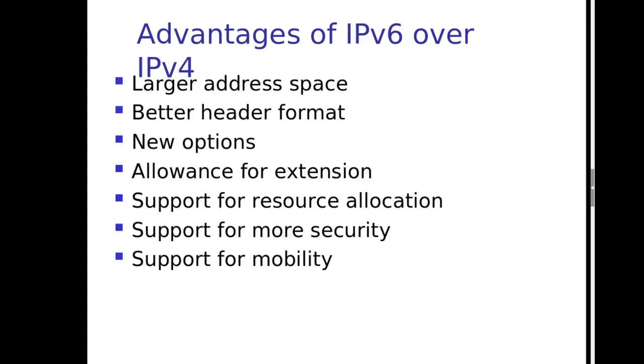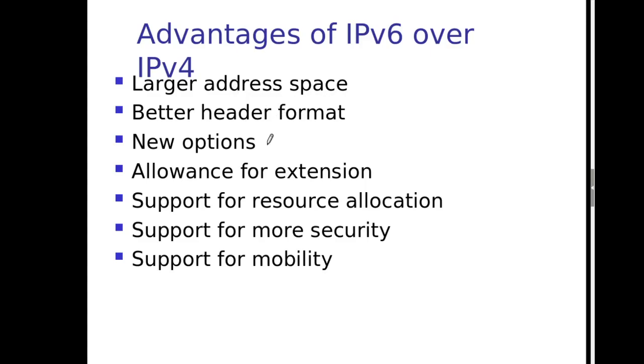Better header formats: in IP version 6 it uses new header formats, in which you will have options. These options are separate from the base header. You will have a base header of a particular size, and there are optional headers. When needed, between the base header and the upper layer data, we can insert them. This simplifies and speeds up the routing process, because most of the options do not need to be checked by the routers.